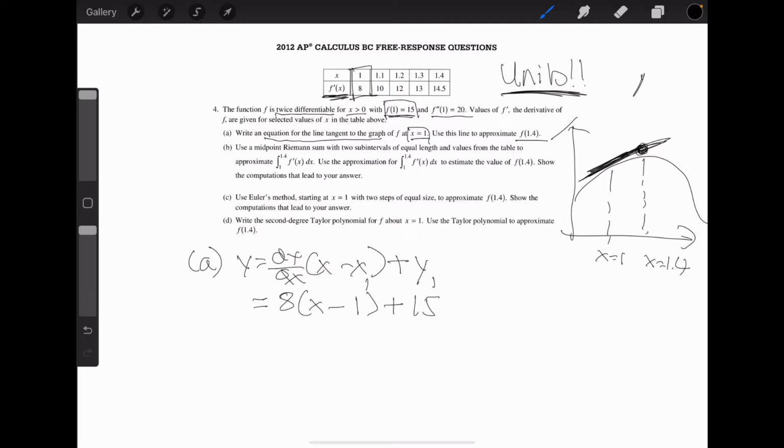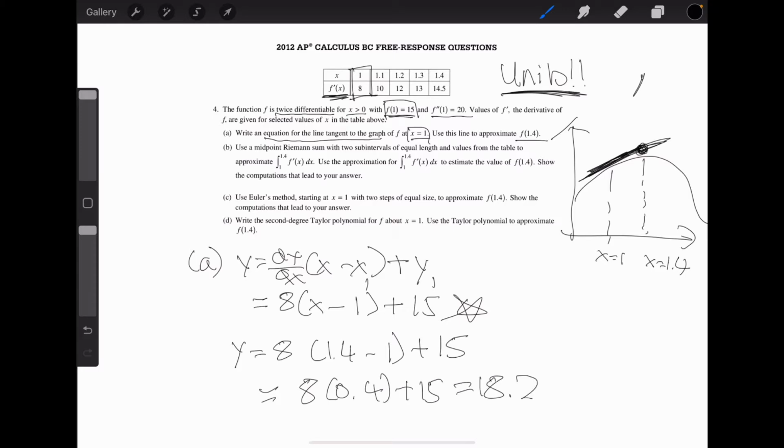The next part says to use this line to approximate f of 1.4. So in this case, we're just plugging it in. This is linear approximation, so you're using a linear tangent line to approximate something that isn't exactly at that point. From this, we get 8 times 0.4 plus 15, and the answer is 18.2.